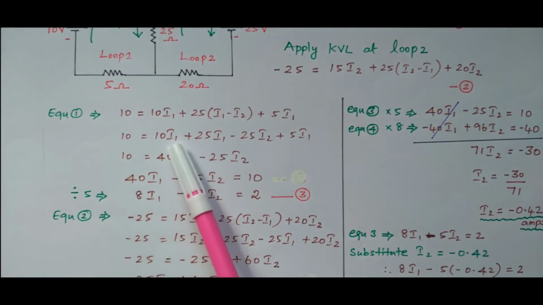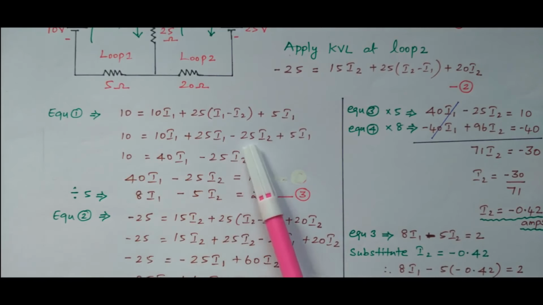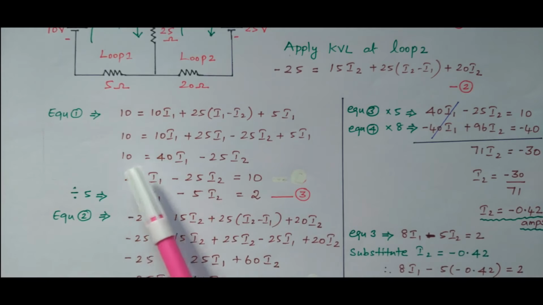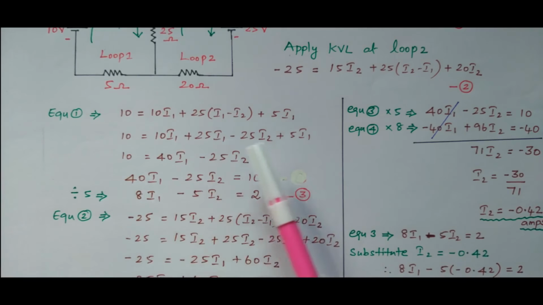10 equal to 10 I1. We multiply inside, 25 multiplied inside. So 25 I1 minus 25 I2 plus 5 I1. So 10 equal to, this I1 available here, 10 I1, here 25 I1, plus 5 I1. So 10 plus 25, 35 plus 5, 40 I1. This I2 is available only one time, minus 25 I2. Right? So we can rewrite this: 40 I1 minus 25 I2 equal to 10.